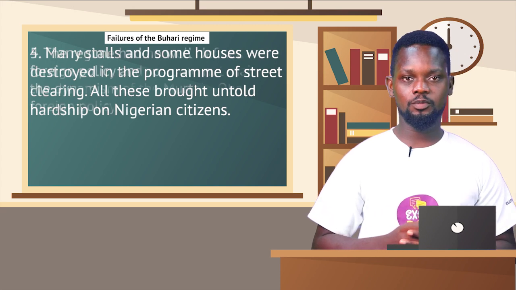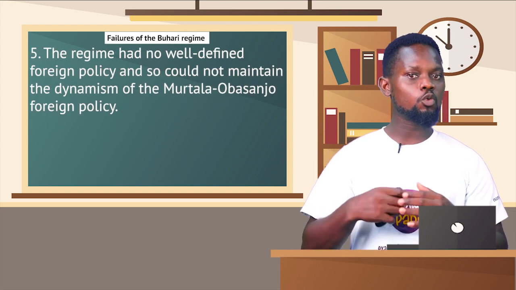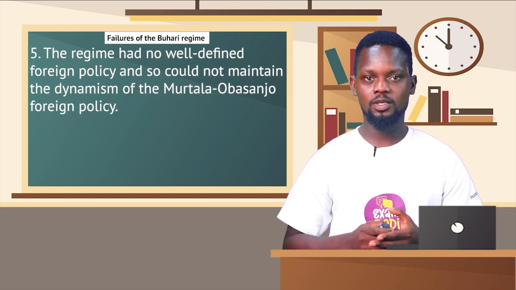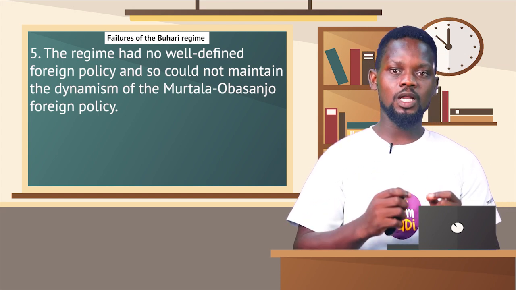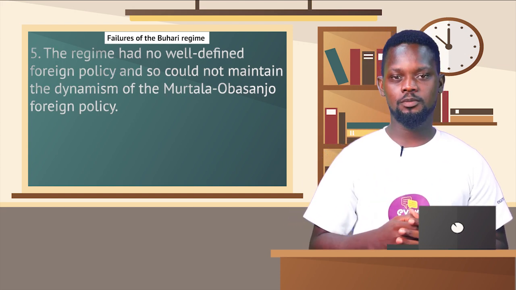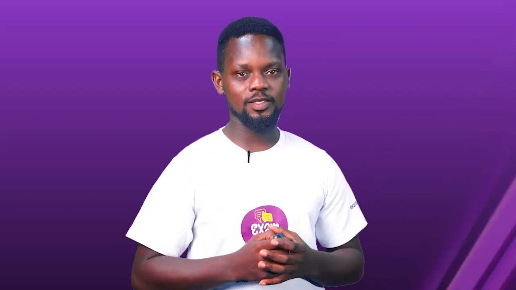And number 5, the regime had no well-defined foreign policy and so could not maintain the dynamism of the Murtala Obasanjo foreign policy. We have come to the end of this lesson.